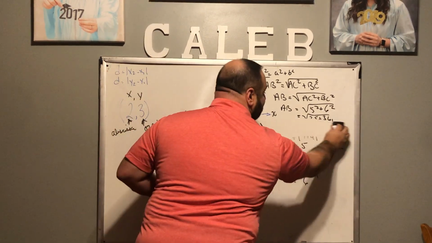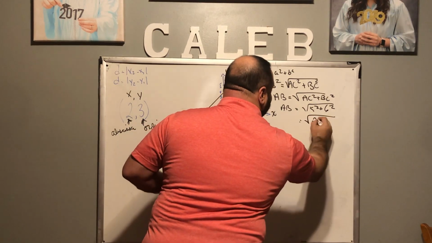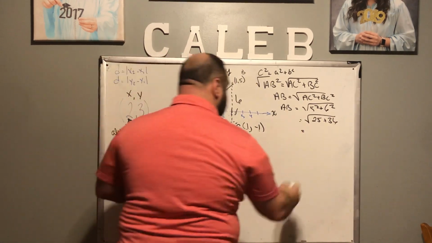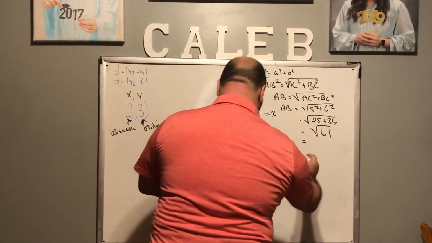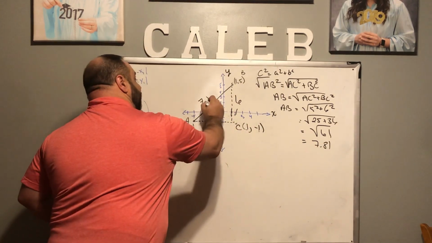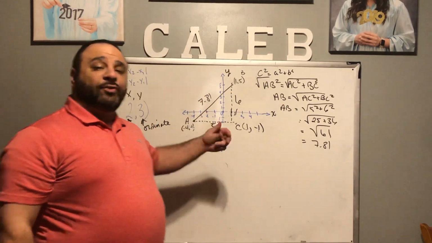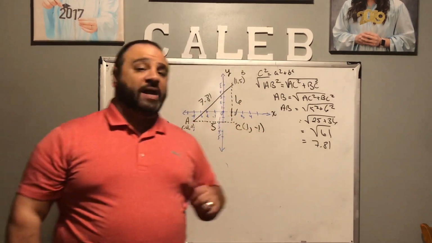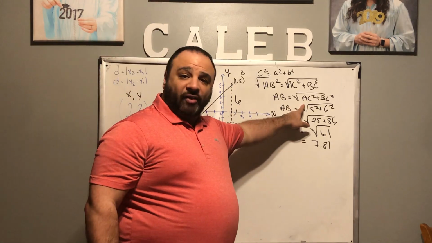I'm going to have to erase this. Just don't have the room. 25 plus 36 would be 61. And then once we find the square root of 61, you'll find that the answer is 7.81. So the distance between A and B is 7.81. So we're able to find the distance between 2 points without having the same x or y coordinates. And again, we do that by using the Pythagorean theorem.